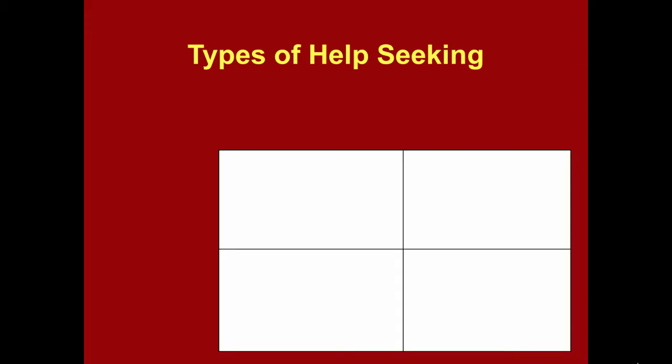Let's look at a quadrant that explains the different types of help seeking. The first dimension is action. Students either seek or do not seek help. The second dimension is whether or not help is actually necessary. It either is necessary or it is not necessary. Help seeking is very important, but is it always a good thing? Let's see.